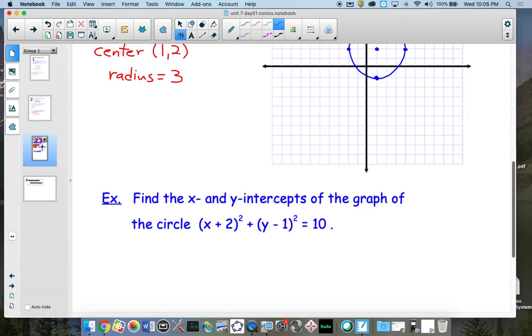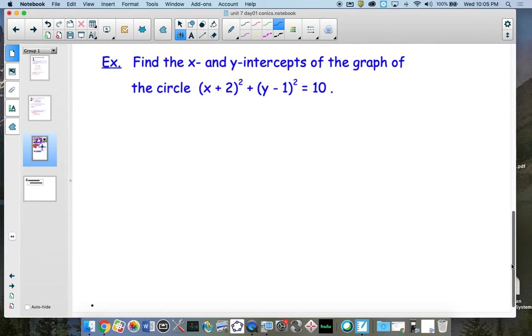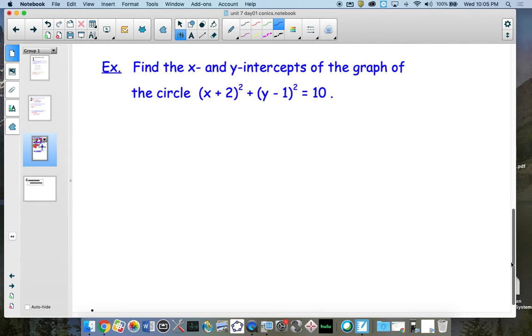And let's try one more problem. Find the x and y intercepts of the graph of this circle. So once again, maybe a quick graph will give you an idea here. So the center of this circle is negative 2, 1. And the radius of this circle is the square root of 10, which is a little bit more than 3. So 1, 2, so maybe about there, and about there, and over there, and over there. So roughly this is what we're looking at.